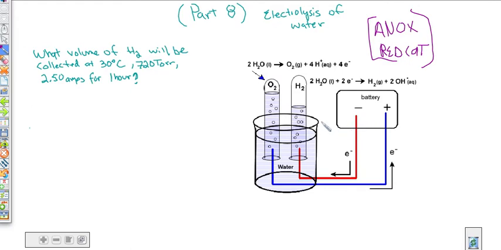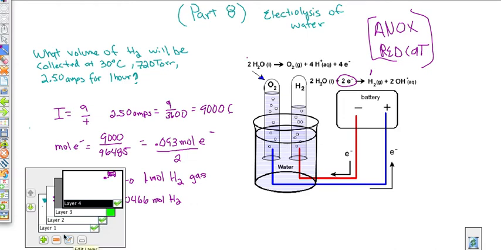So right here at the reduction, the hydrogen gas, we're going to ask this question of what volume of hydrogen gas will be collected at 30 degrees Celsius, 720 torr, and 2.50 amps for 1 hour. So where do you start with something like this? Well, let's start right here. Here's what we find out. We find out that for every one hydrogen gas molecule, 2 electrons are used. Okay, so let's go ahead, and I've already worked out some of this for you.